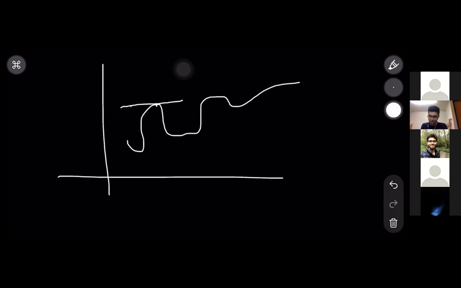Okay. Now I wish to introduce you to a formula which is a very important formula when we calculate slopes. And there's a different name for slopes. We can call them derivatives.